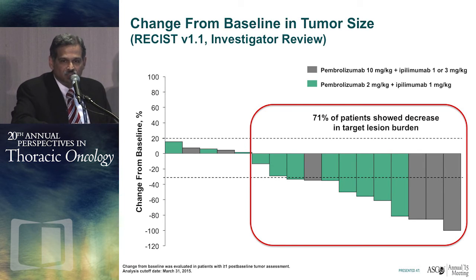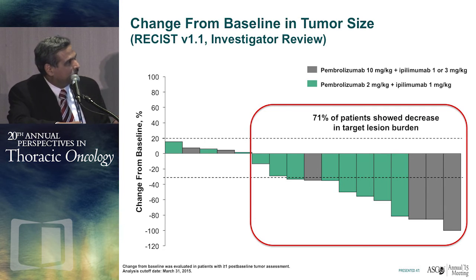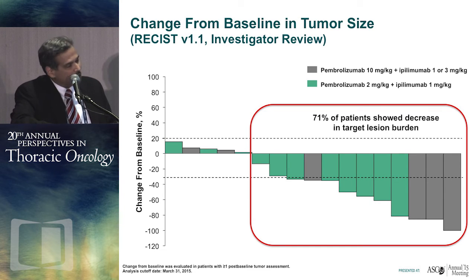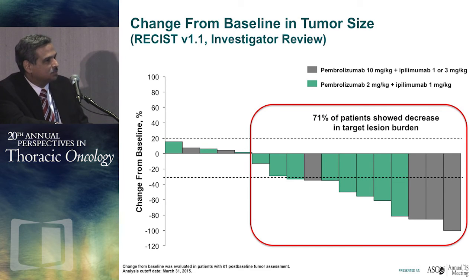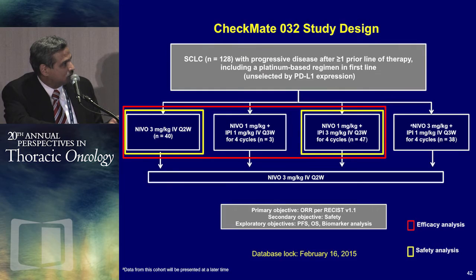I'm involved with a phase 1 study with pembrolizumab that Dr. Langer is also participating in. And this is very early data of a combination of pembrolizumab and ipilimumab. Only 17 patients, but 71% of the patients had some level of tumor shrinkage with about a 60% response rate. Whether this data holds up in a larger population of patients remains to be seen.